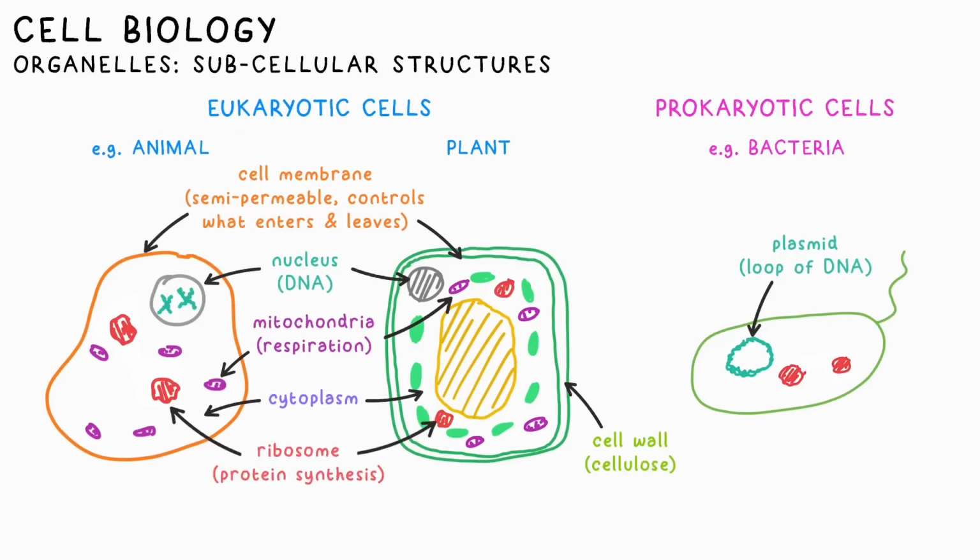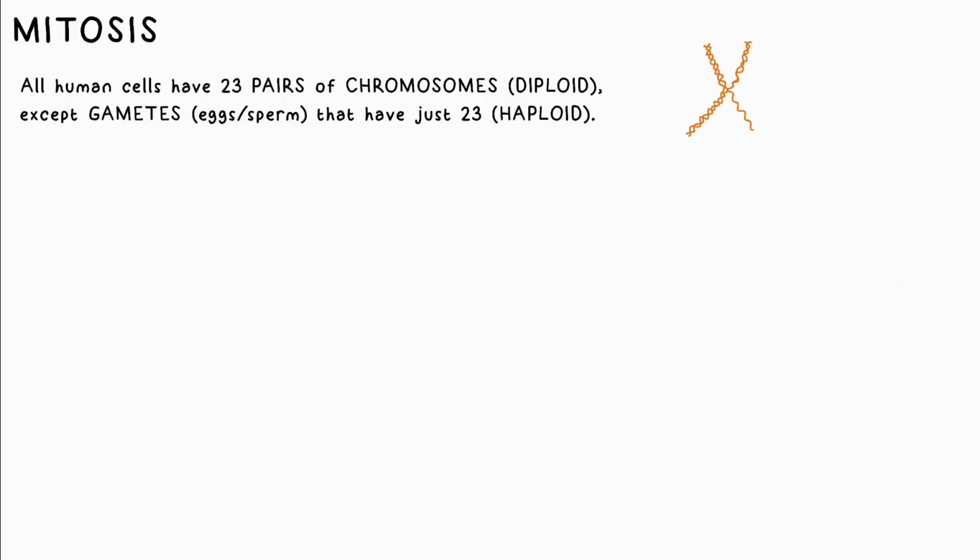Ribosomes are where proteins are assembled or synthesized. Plant cells also contain chloroplasts, which contain chlorophyll, where photosynthesis takes place. Plant cells also contain a permanent vacuole. Eukaryotic cell nuclei contain DNA, which is stored in several chromosomes. Humans have 23 pairs of these in every nucleus, so we call them diploid cells.